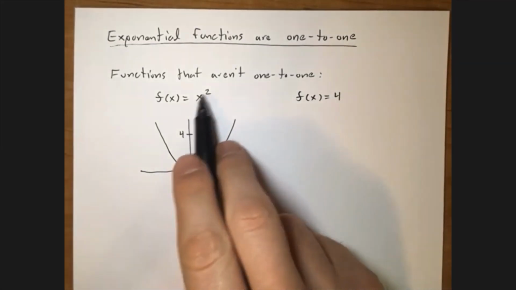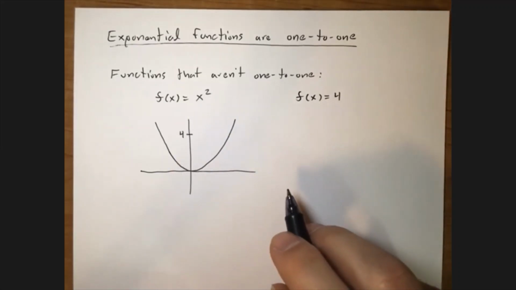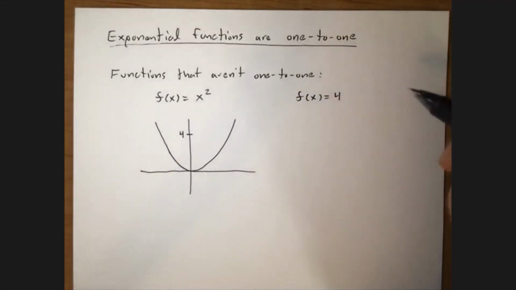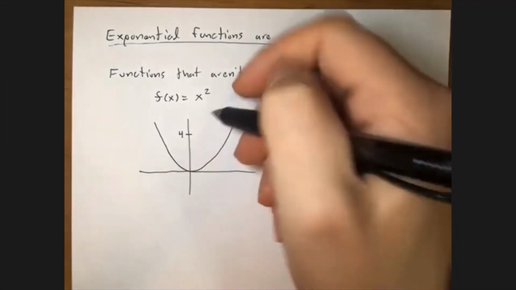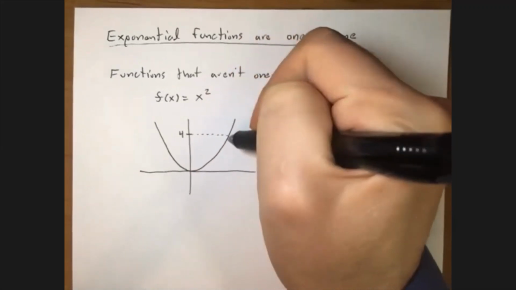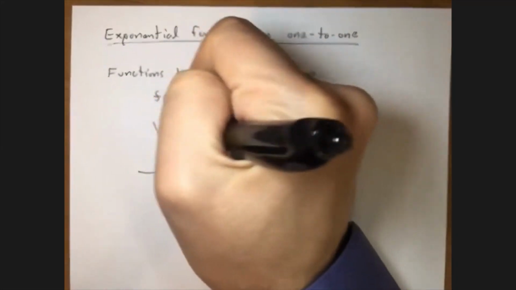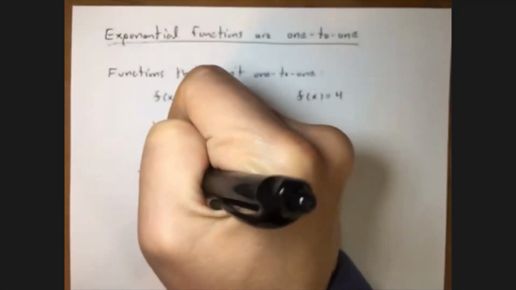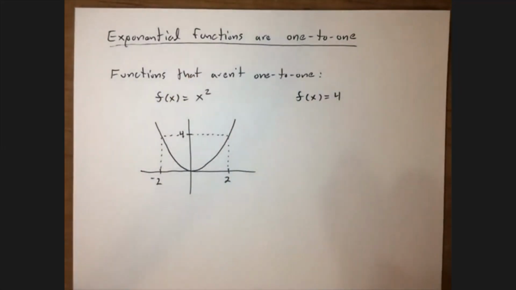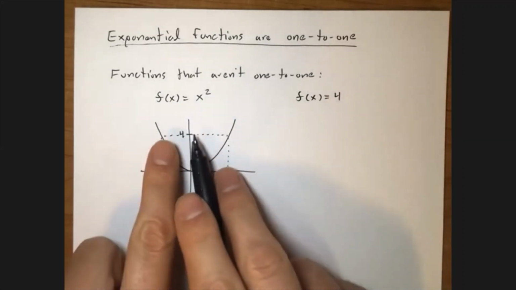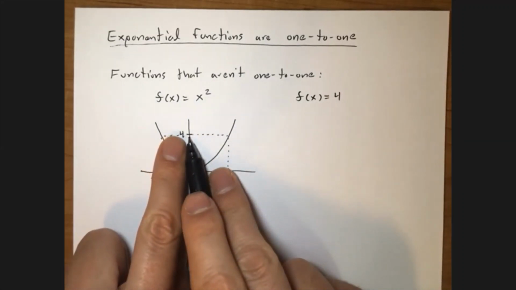Or what numbers when squared give me 4? Well, there are two numbers that when squared give me 4: x equals negative 2, and x equals positive 2. I can get those numbers by going over to the graph and going down to the x-axis. Here's 2. Here's negative 2. There are two numbers corresponding to this one number.